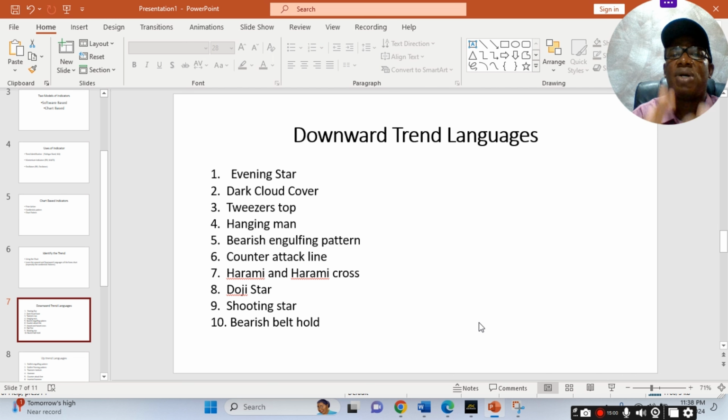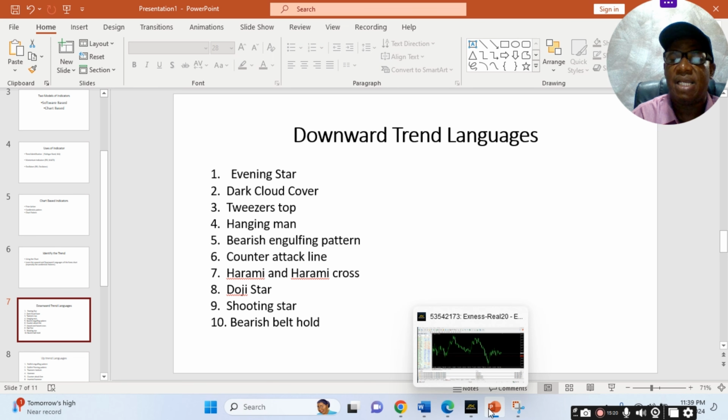Now, please don't get me wrong. These are the languages, some languages anyway. To be successful, you only master one or two and stick to that one or two. Be disciplined: whenever those languages you understand do not appear on the chart, don't trade.